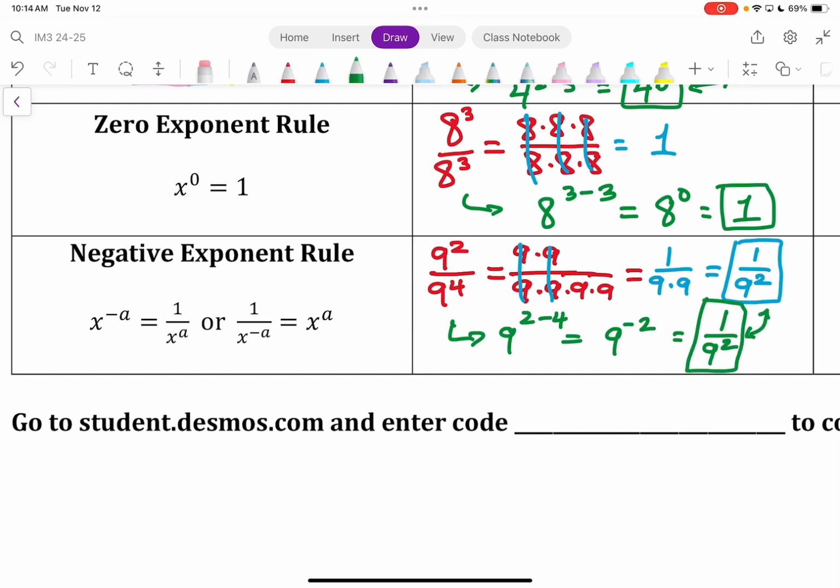Now, anytime you flip it, anytime you do that operation where you're bringing the top to the bottom or the bottom to the top, the exponent becomes positive when you do that. So notice how here the exponent was negative. When I brought it down, now the exponent is positive. So that's the only way that you can turn negative exponents into positive exponents. Okay.